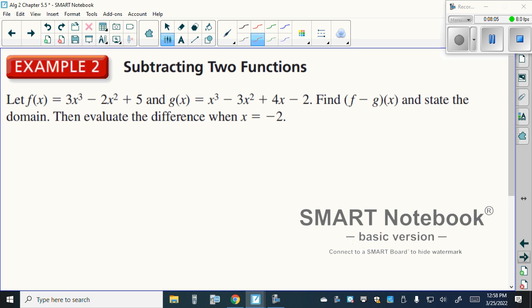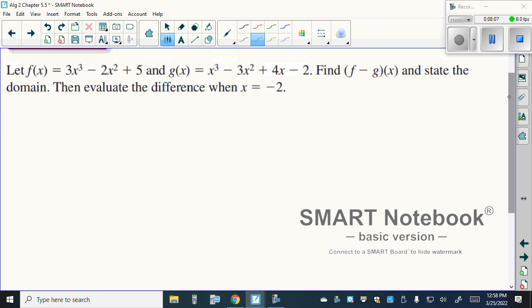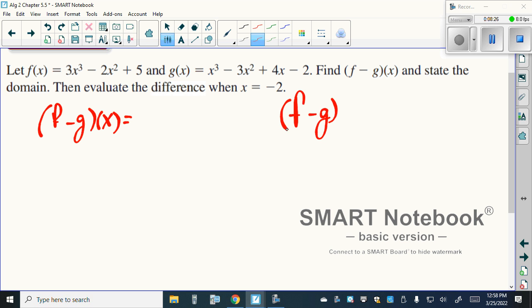The other way that we can use this is subtracting two functions. Given these two functions here for f of x and g of x, we can find f minus g of x. That's what we're going to do first. We're going to find f minus g of x. And once we find it, then we're going to evaluate f minus g of x for when x is negative 2.